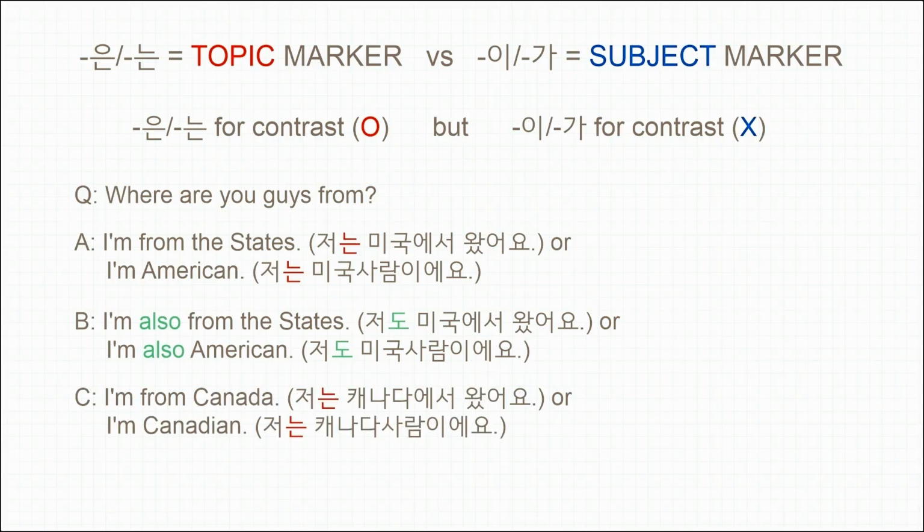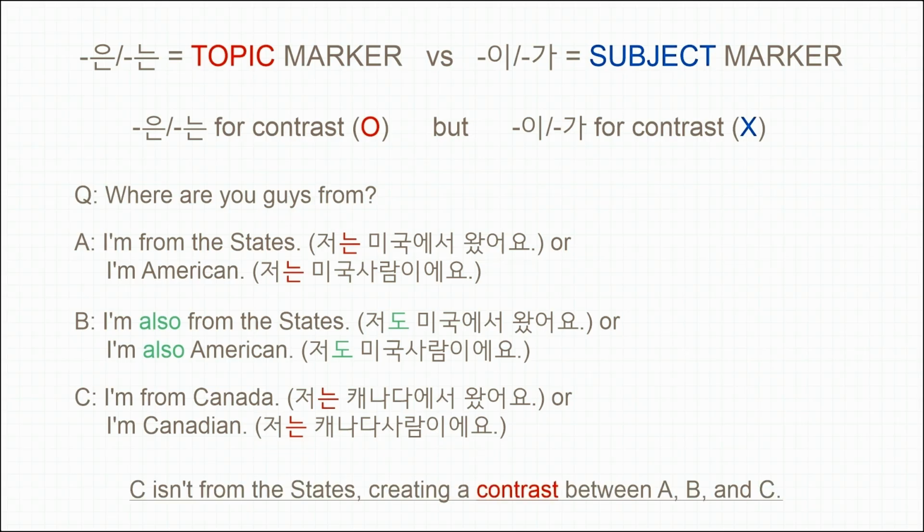Now, person C replies, I'm from Canada. 저는 캐나다에서 왔어요. Or, I'm Canadian. 저는 캐나다 사람이에요. As you can see, 는 is used here because person C isn't from the States, creating a contrast between person A, B, and C.